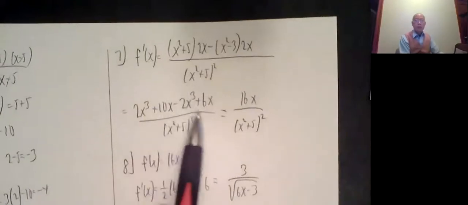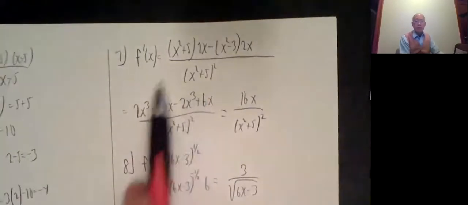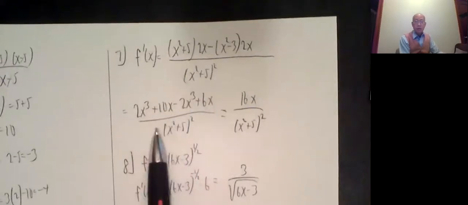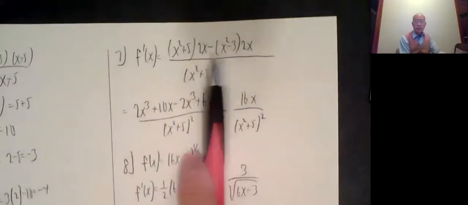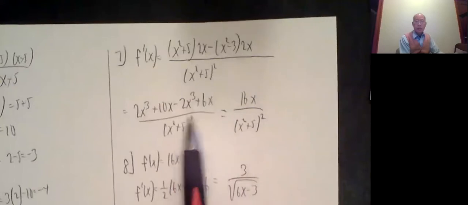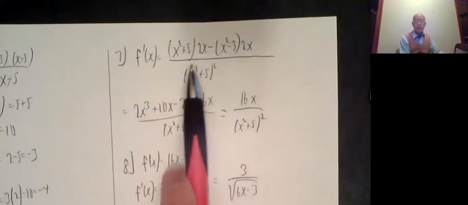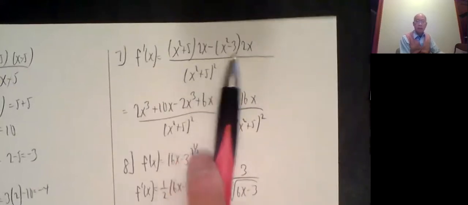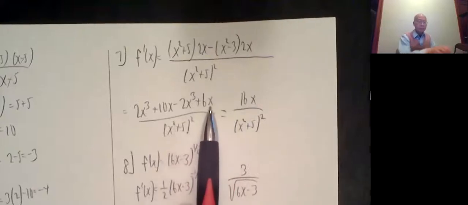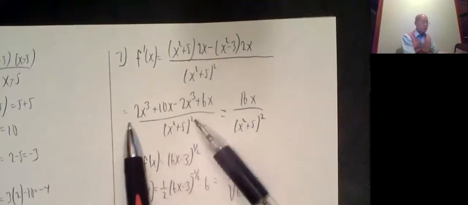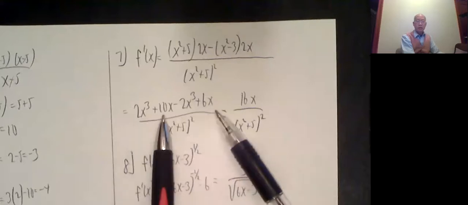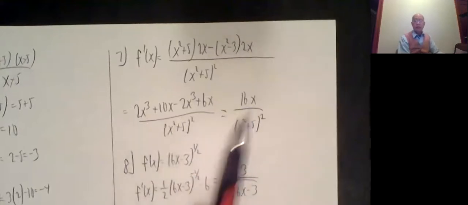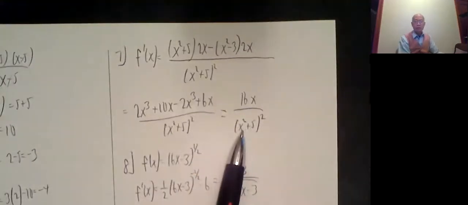Okay, clean up the top. Again, normally you don't have to multiply out the bottom. So this becomes 2x cubed plus 10x. Distribute here, minus 2x cubed plus 6x, because it's a double negative, minus 3 times 2x is plus 6x. Notice the 2x cubes cancel out. So I have 10x plus 6x, 16x over x squared plus 5 squared.